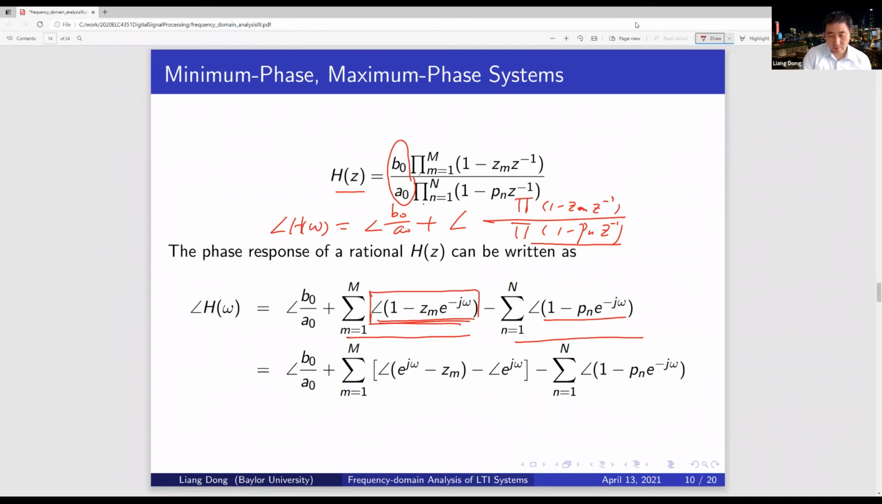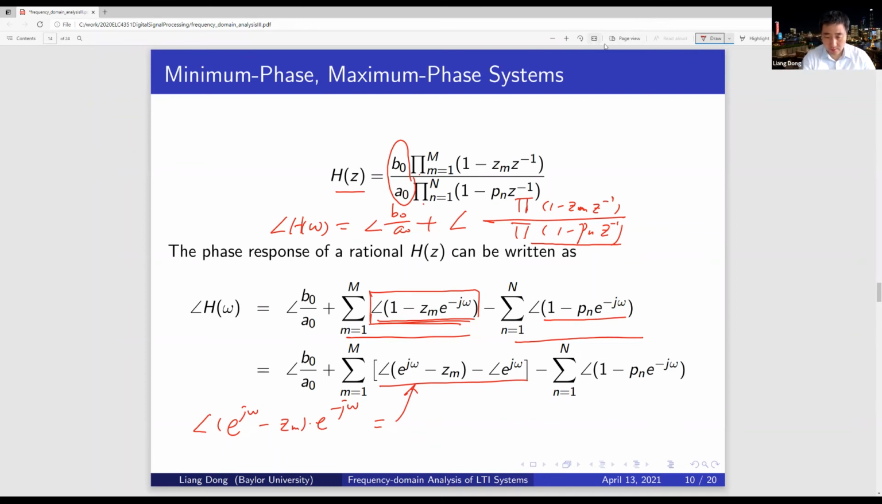This is, as we did before, 1 subtract c sub n times e to the power negative j omega, which is equal to e to the power j omega subtract c sub n times e to the power negative j omega. Right, this is the same as in the box. Now, if I put in an angle here, that will be the angle of e to the power j omega subtract zn, subtract the angle of e to the power j omega.